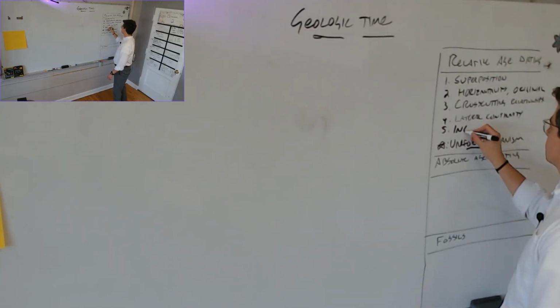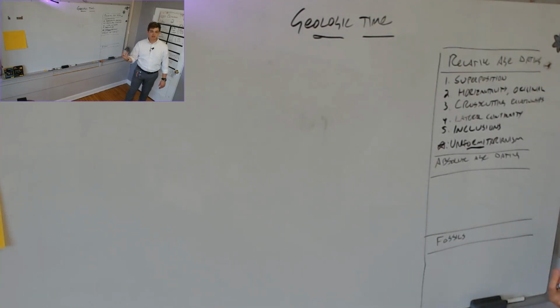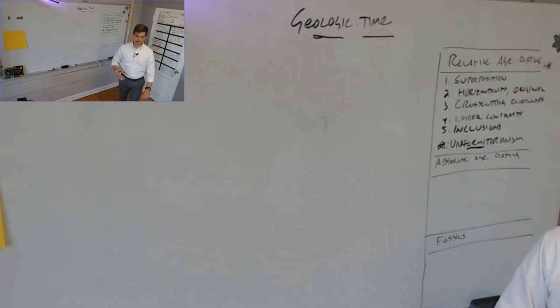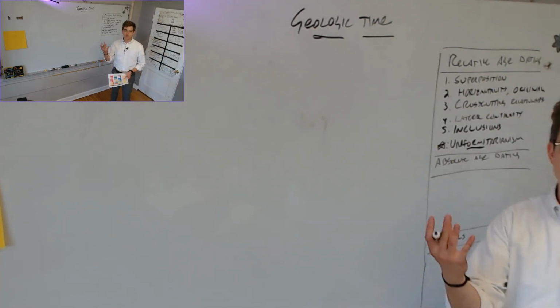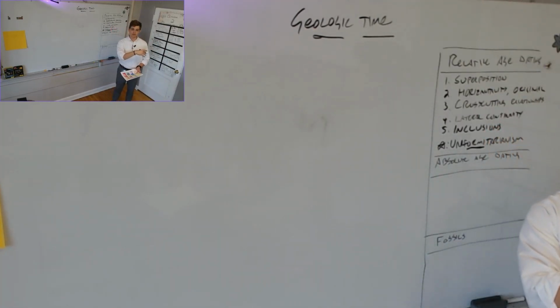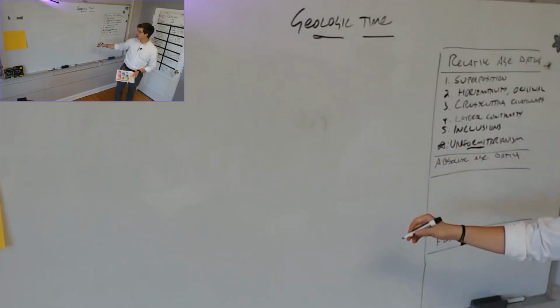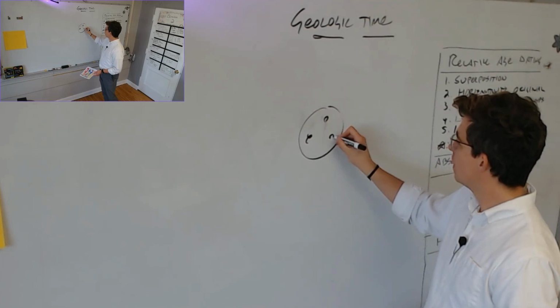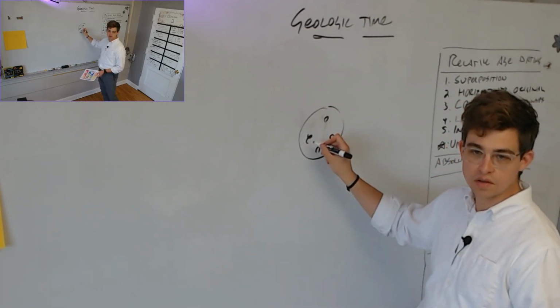Inclusions. This one, Doritos. The Doritos in the sandwich, which is, I don't know if I like that a whole lot, but I understand how you probably would. But the Doritos had to exist before the sandwich could have Doritos in it. If the Doritos are included in the sandwich, they had to exist first. If this rock is made up of chunks of other rock, these chunks of other rock had to exist first in order to be included in that.